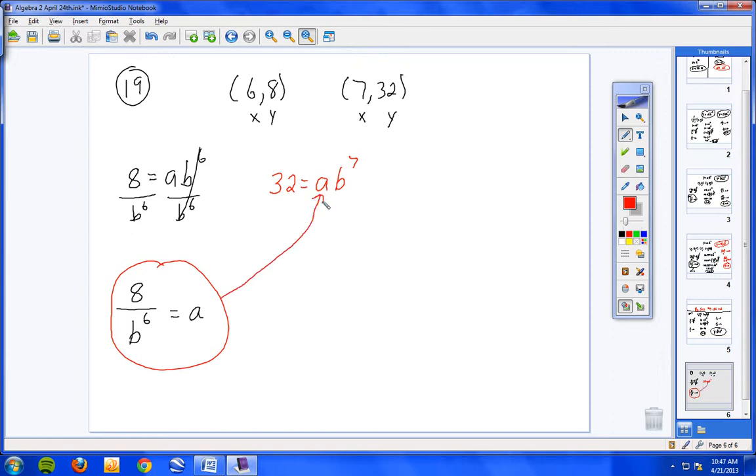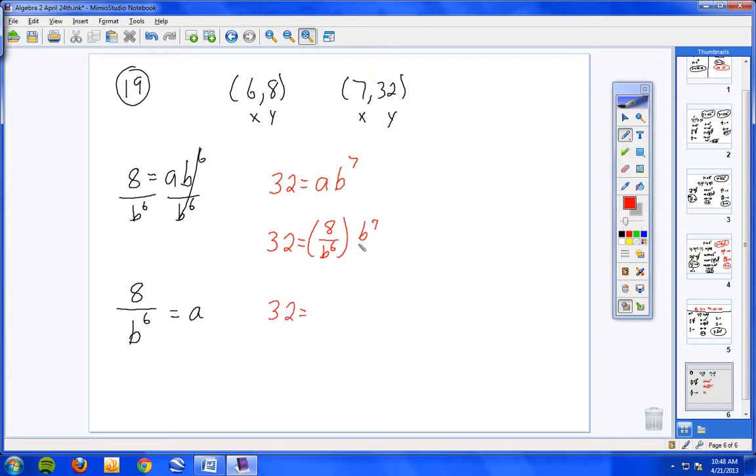Substitute that in for a, because a equals 8 over b to the 6th. So where a is, I'm now going to very simply substitute 8 over b to the 6th, and then bring down my b to the 7th. Well, we cannot simplify 32, but we can simplify this side over here. They're multiplying. We have 6 b's here. Take 6 b's away from up here. We're left with b. 8 times b is 8b over 1, because 1 times 1 is 1. Divide both sides by 8, and 4 equals b.